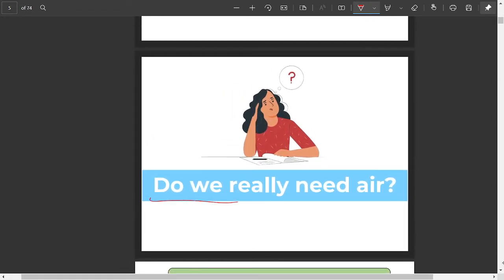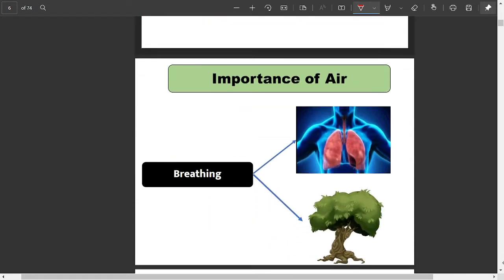Do we really need air? Do you think we really need air? Nah, I don't think so. But that's wrong. We actually need the air for everything surrounding us and for ourselves also. Importance of the air is for breathing, as I told in the starting. Our lungs function upon the oxygen and change it to CO2, and plants do the reverse, changing CO2 to oxygen for us.